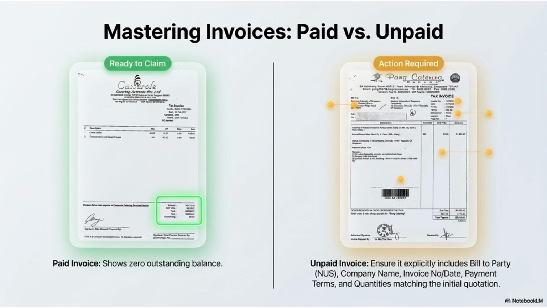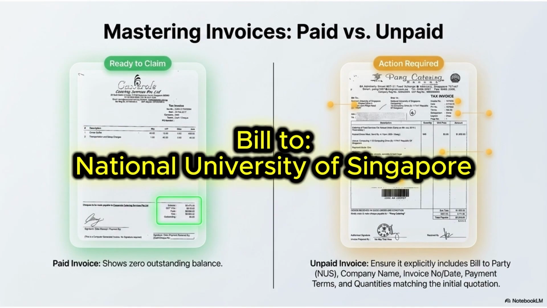For the university to pay a vendor directly, the invoice must explicitly state the billed to party as the National University of Singapore. It can't just be billed to your name or your student group's nickname. No way. Furthermore, the company name, invoice number, date, payment terms, and quantities, they absolutely must perfectly match your initial quotation. If they don't align, the whole process just stops dead in its tracks.